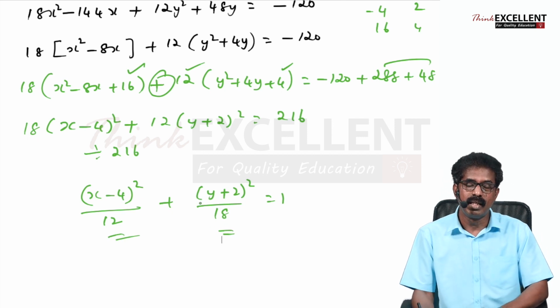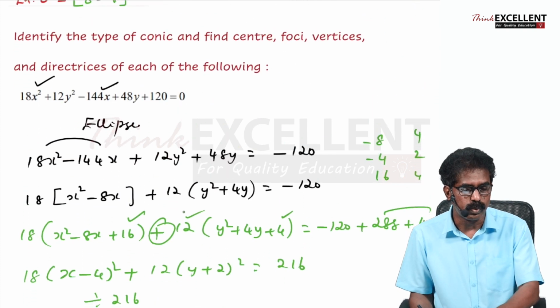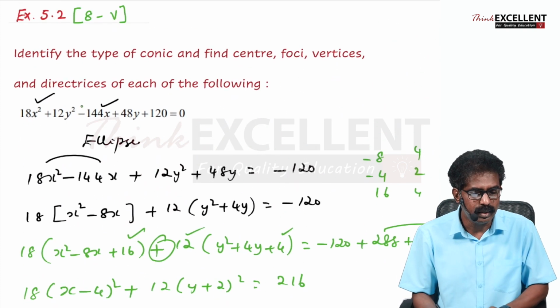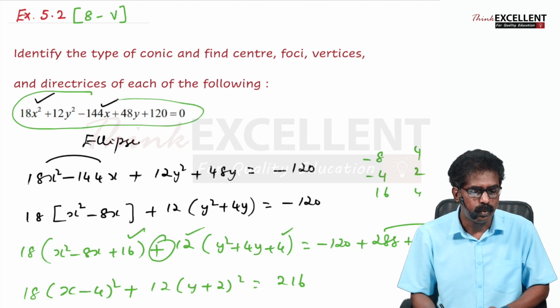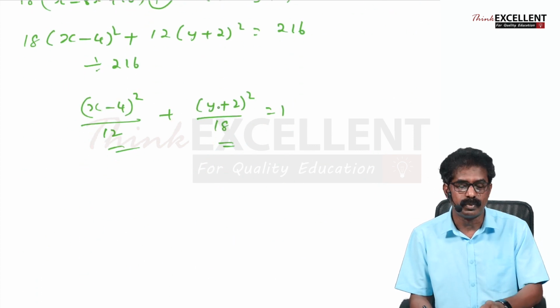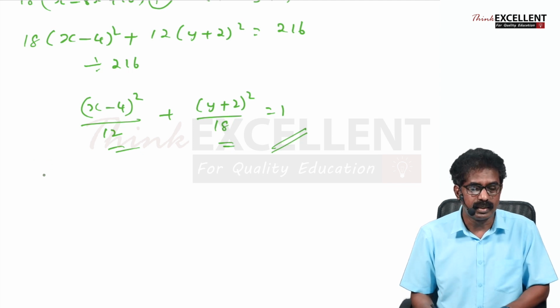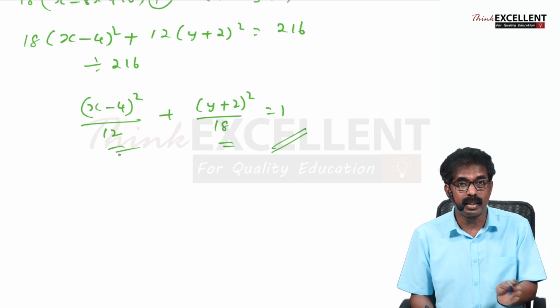So this is of the second type. I think you can do this one, so you can continue. And if you want to do it more easily, in the question itself, what is common in all the terms? 2. You can divide by 2 so that you'll get a similar form. Any standard form you'll be getting like this only. So you know this is of the second type because smaller, greater, right?